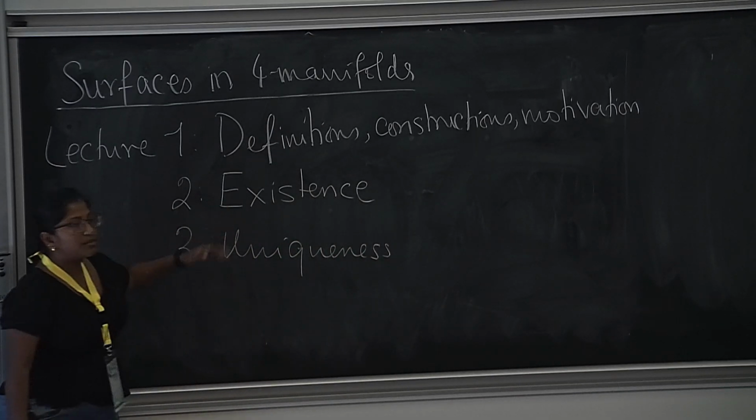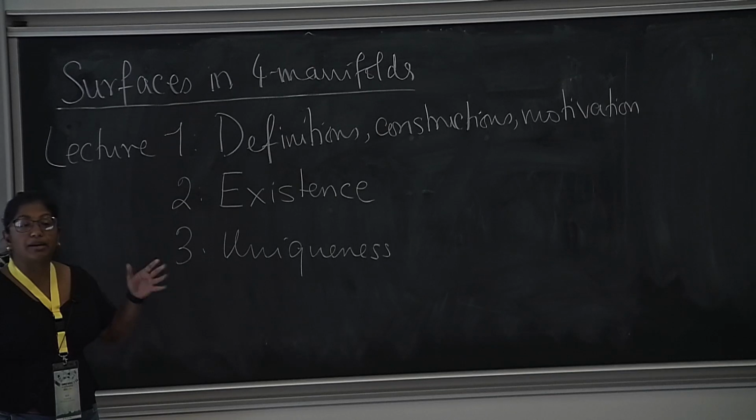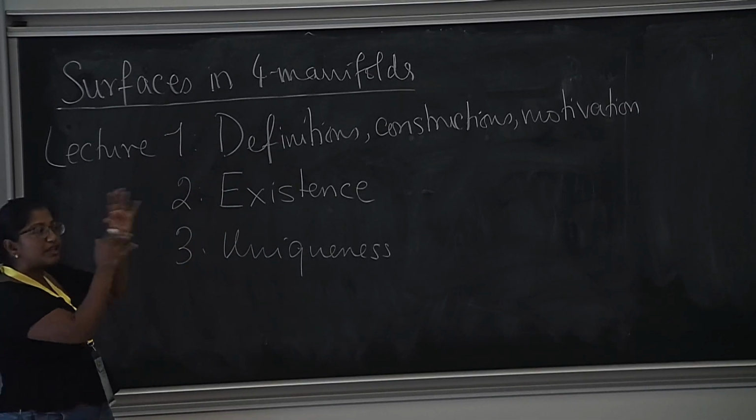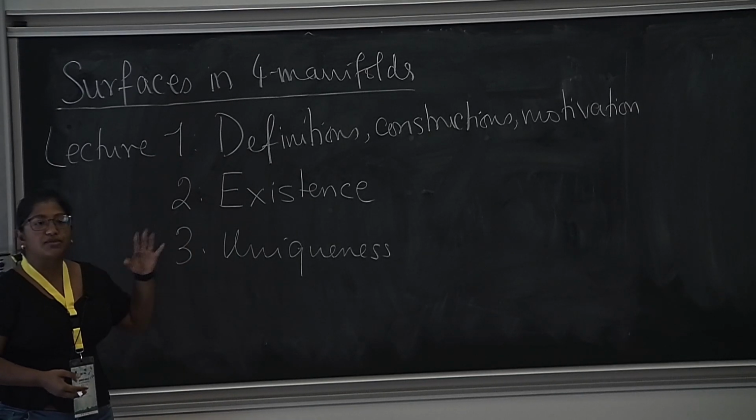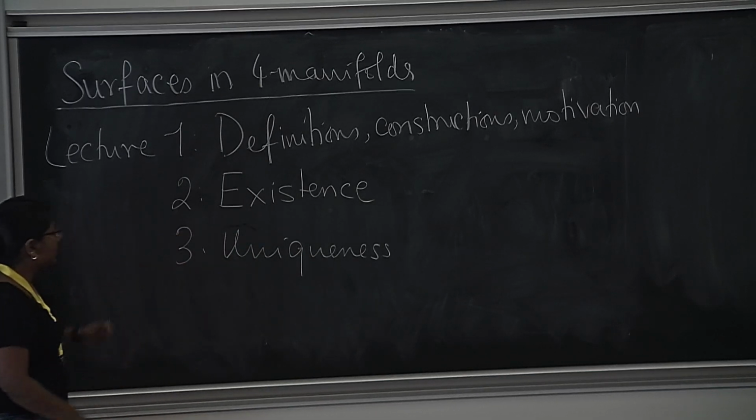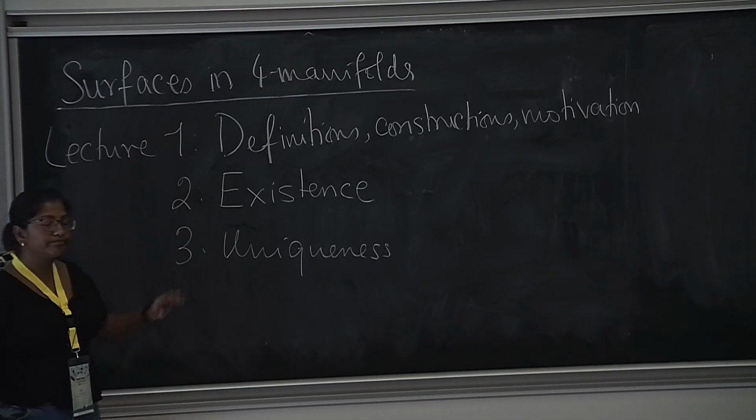So existence will be something like, if you fix for me a homology class inside of a 4-manifold, what sort of embedded surface can I represent that homology class with? Or it can be, let me fix some boundary condition, like a given knot. What can I say about the types of surfaces bounded by that knot? So we'll talk more about questions like that. Uniqueness essentially will be uniqueness up to isotopy.